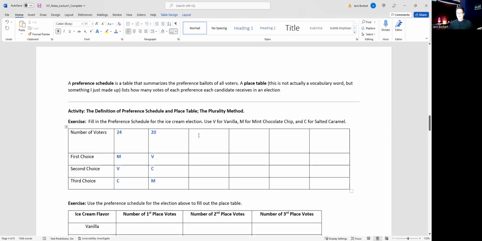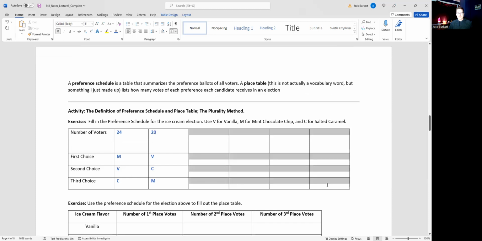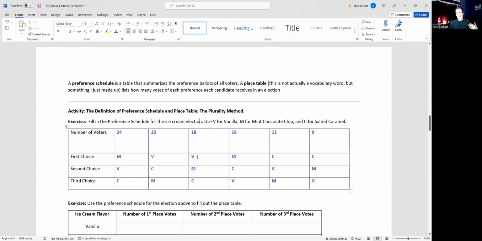So I won't keep scrolling back and forth, but what you would see is that the preference schedule would be filled out just like so. We had 18 people who preferred vanilla and then mint and then salted caramel, and then 18 people who preferred mint, then caramel, and then vanilla. If there's ever a tie, you can just list them in whatever order you want. It's just easier if we keep everything in descending order. So as we see, the preference schedule is just a nice little compact table. It tells us the first choice, the second choice, the third choice, and how many people had that particular set of preferences.